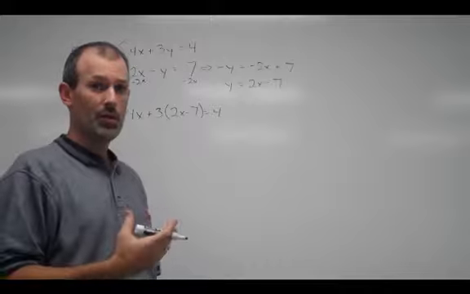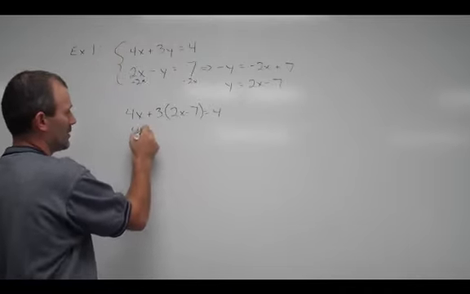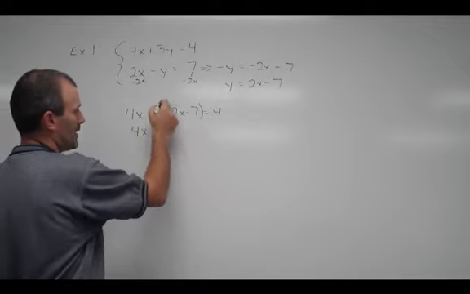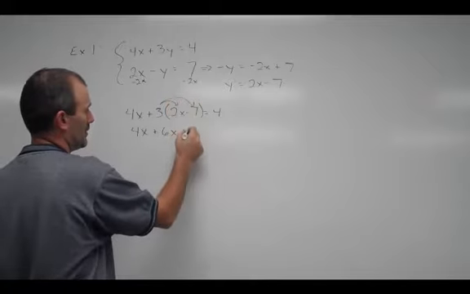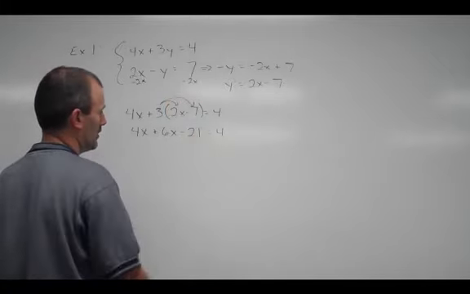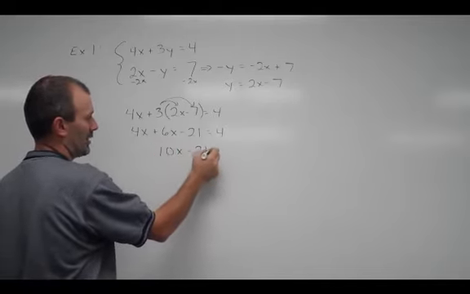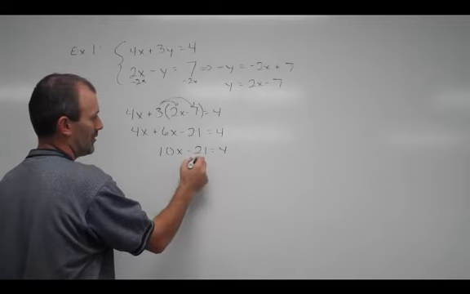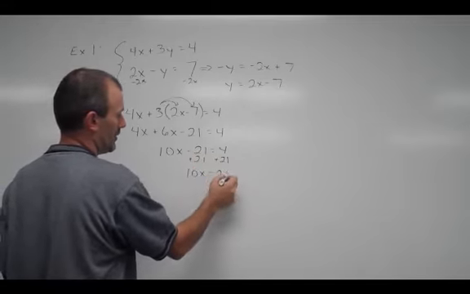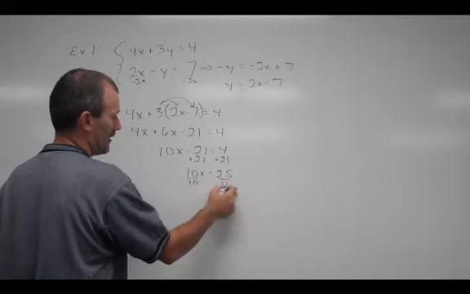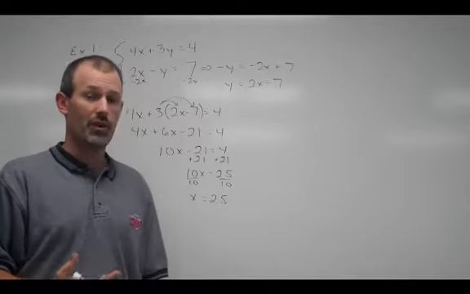So now we have an equation that just has x's in it, and so we just solve it the way we normally would. We're going to distribute the 3. So that'll be 6x minus 21 equals 4. We can combine the x's. We get 10x minus 21 equals 4. Add 21, and we get 10x equals 25. So divide by 10, and we get x equals 2.5. So that's one of our answers.